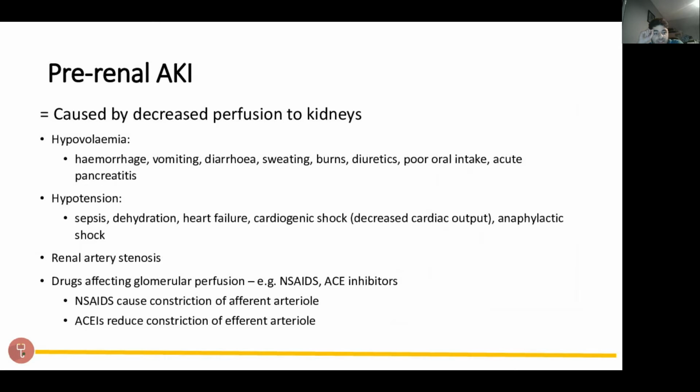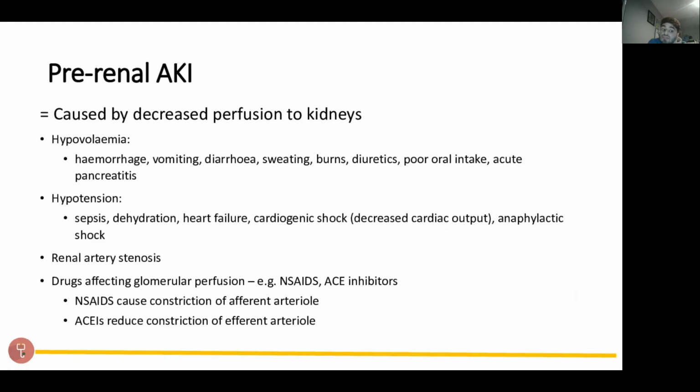Another thing to consider is renal artery stenosis. This is where the main artery supplying the kidney is blocked, not fully blocked, but often the lumen can be reduced in size. When that happens, the kidney thinks that there's hypovolemia because, well, it's getting reduced supply, and then acts as such, and you get a pre-renal AKI.